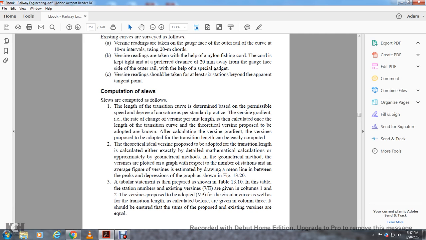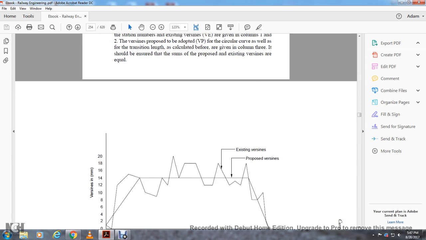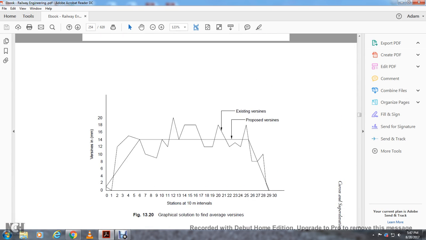A tabular statement is prepared in table 13.10 with the station number and the existing versines. In columns 1 and 2, the versines proposed to be adopted for the circular curve are given, as well as the transition length calculated before, given in column D. It should be ensured that the sums of the proposed and existing versines are equal. Figure 13 shows the graphic solution defining the average versines, the versines in millimeters at stations at 10 meter intervals, existing and proposed versines.